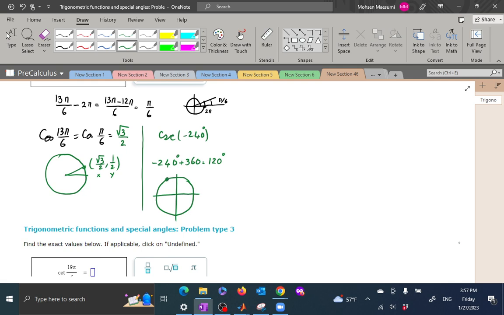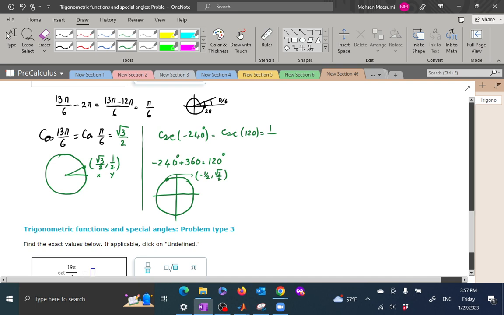So you are at this location. The x and y of this location is what? Minus 1/2 and radical 3/2. So we say this is the same as cosecant of 120.